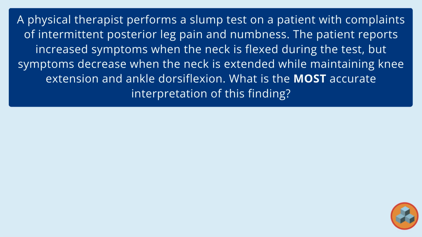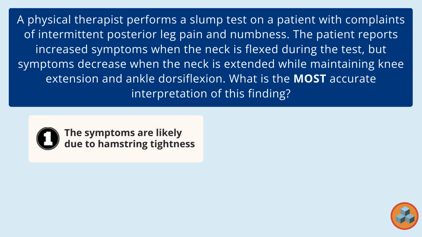A physical therapist performs a slump test on a patient with complaints of intermittent posterior leg pain and numbness. The patient reports increased symptoms when the neck is flexed during the test, but symptoms decrease when the neck is extended while maintaining knee extension and ankle dorsiflexion. What is the most accurate interpretation of this finding?